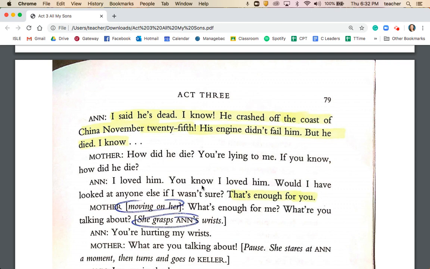And she says, I loved him. You know, I loved him. I would have looked at anyone else if I wasn't sure. That's enough for you. So she's saying you should accept the fact that I know that Larry is dead.